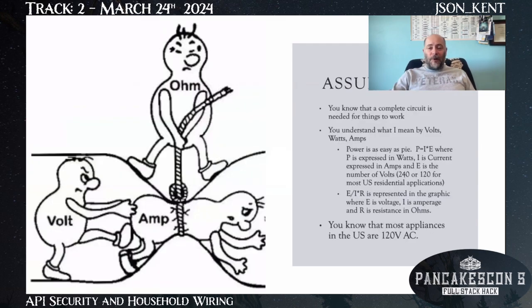There are a few assumptions that go along with this talk. You understand that there has to be a completed circuit in order for electricity to flow. You also understand that I'm going to be using a couple of different terms that mean a few different things. Everybody will have the chance to get this deck, and it'll be out on the recording. I broke some of it down here. There's math that goes along with this.